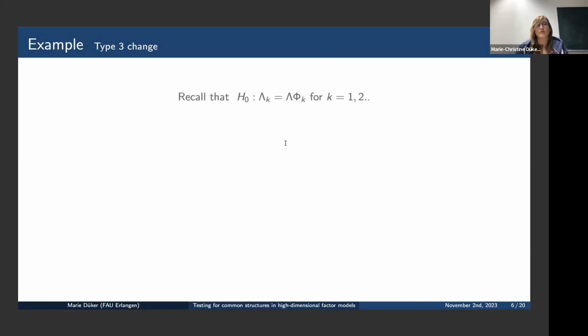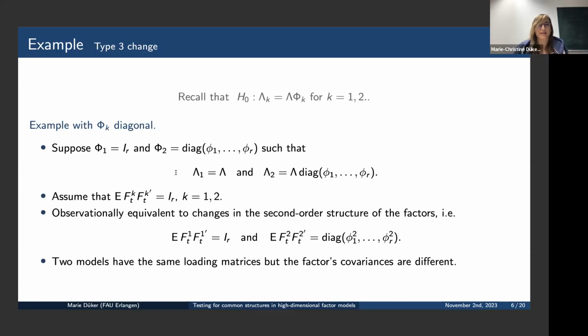Just before I move on to the actual test, I give a small example just to give a little bit of intuition for our data. It's a very, very simple example, the simplest kind of setting we can get under this hypothesis. So when our transformation phi1 is equal to the identity matrix in this hypothesis, and phi2 is equal to some kind of diagonal matrix, and we assume that we have some joint matrix lambda, then lambda 1 is constructed through lambda, and lambda 2 is constructed through this transformation by a diagonal matrix. And we also assume that our factors have covariance matrix equal to the identity.